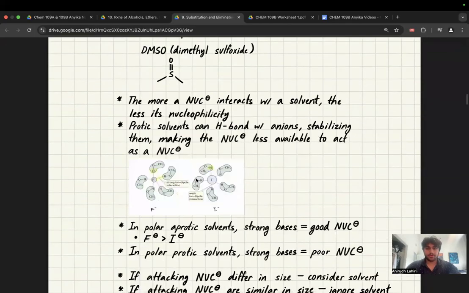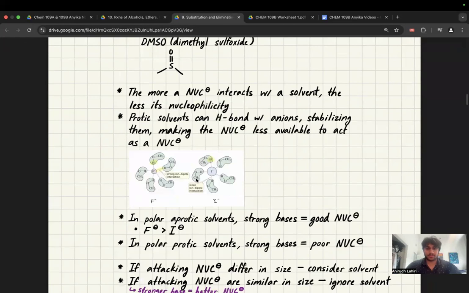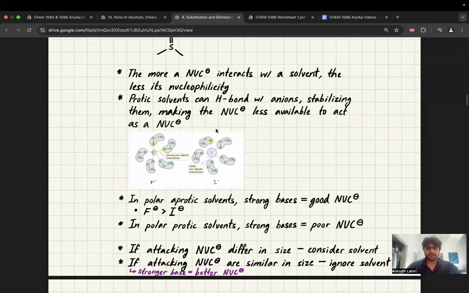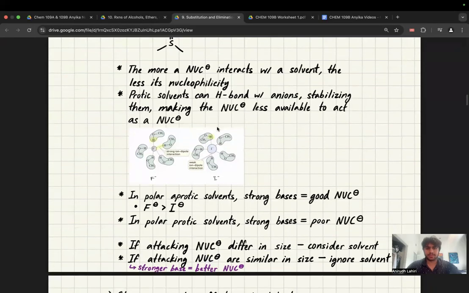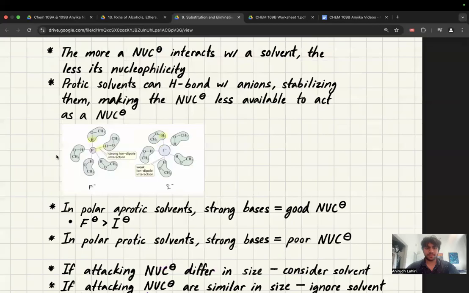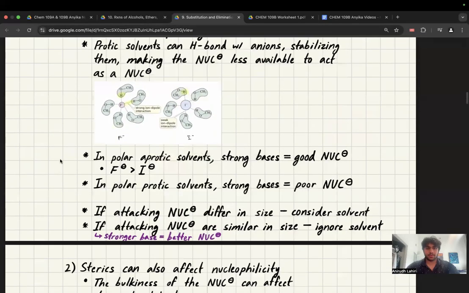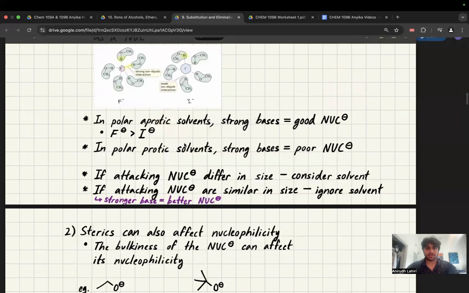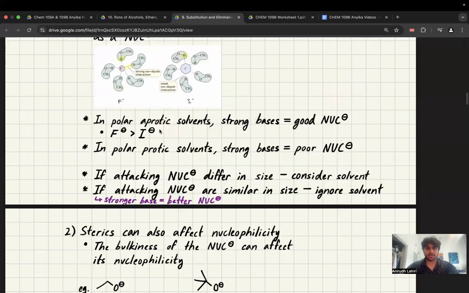All right. So the more a nucleophile interacts with the solvent, the worse of a nucleophile it's going to be. So protic solvents can hydrogen bond with anions, which helps stabilize them and makes the nucleophile less available to act as a nucleophile, right? Because when we have all these different interactions, we're spreading out this electron density. It's no longer localized to a specific area, which makes it really hard, right? Because the more negative I have in a small area, the easier it is to attack a positive. In polar aprotic solvents, strong bases mean strong, good nucleophiles. In polar aprotic, strong bases, good nucleophiles. Protic, strong bases, poor nucleophiles.